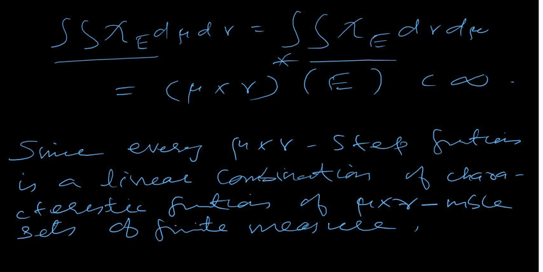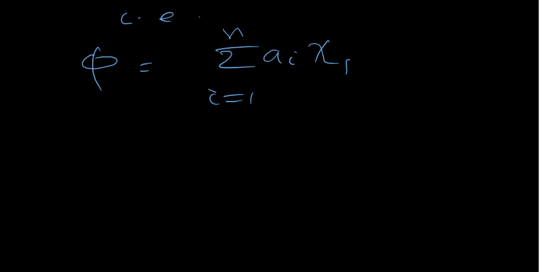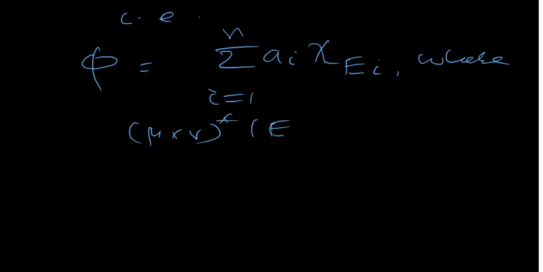So it follows that this step function is equal to the summation i runs from 1 to n of a_i times the characteristic function of E_i, where mu cross nu star of E_i is finite.